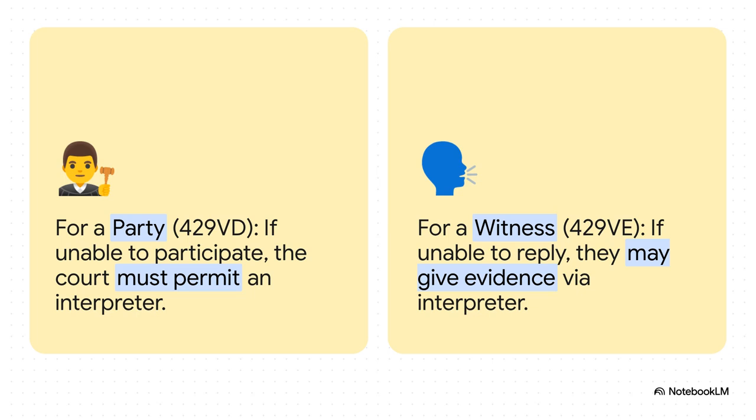For a party, you're looking at Rule 429VD. The rule says the court must permit them to have one. That's mandatory, no choice. But for a witness, that's Rule 429VE, and the language changes to may give evidence. See that? That's discretion for the court. Must versus may. Know that difference. Oh, and also know who's footing the bill. It's always the party involved, either for themselves or for the witness they called.